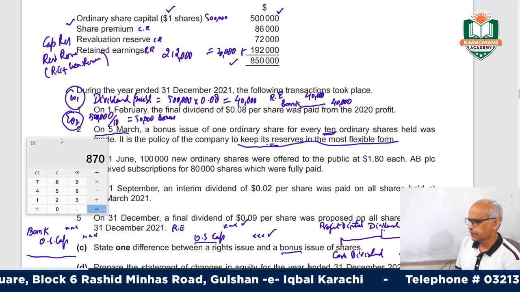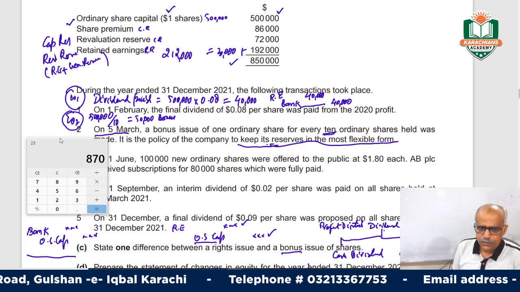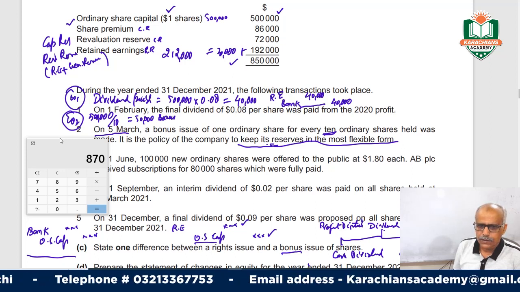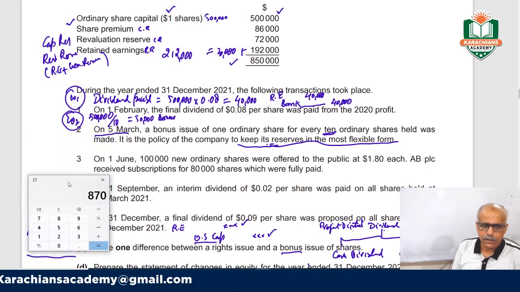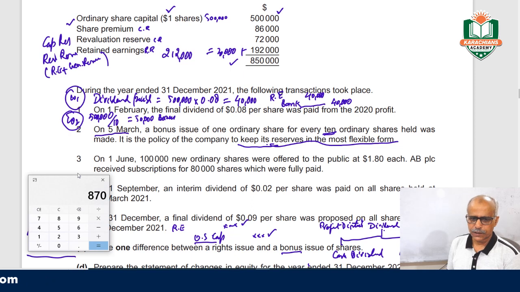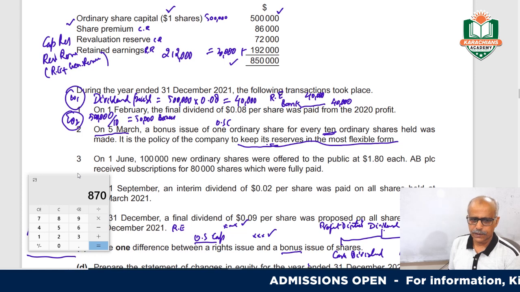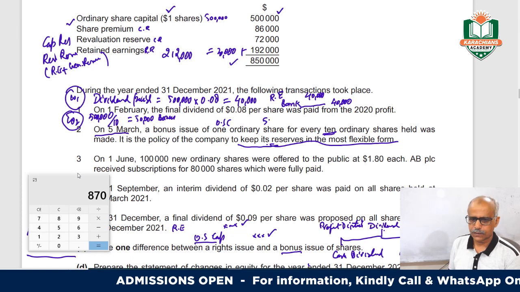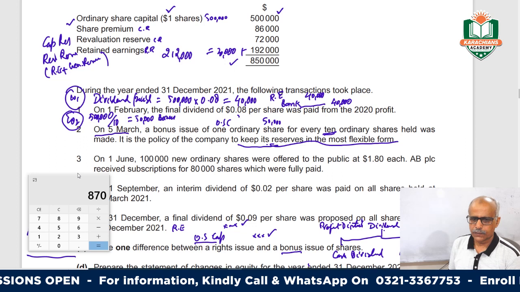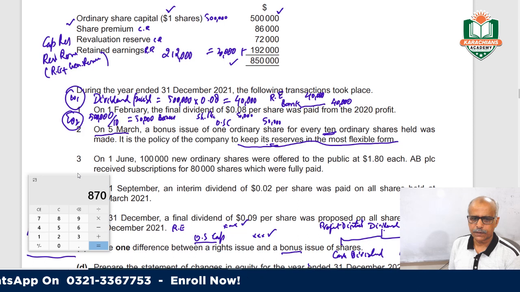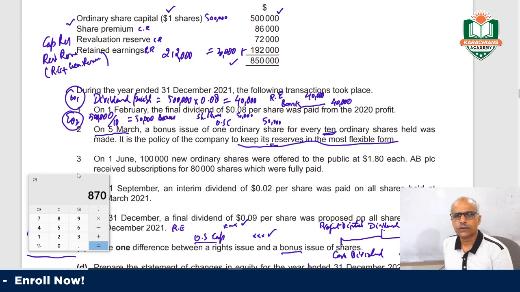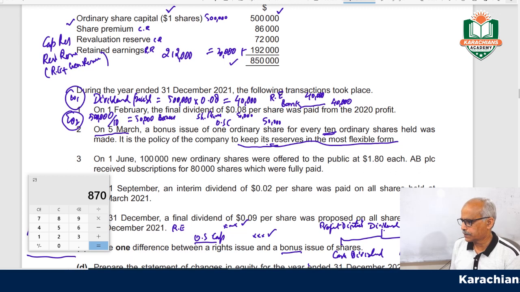So what entry will you be making? If you are issuing a bonus share, then ordinary share capital will be credited with 50,000, and 50,000 share premium will be debited. So you will pay from your share premium. So in equity side we can see what entry we will make.